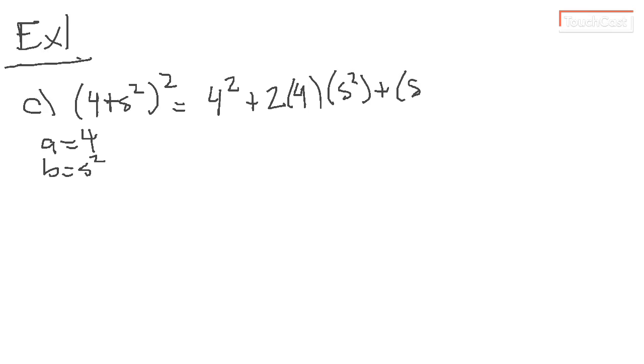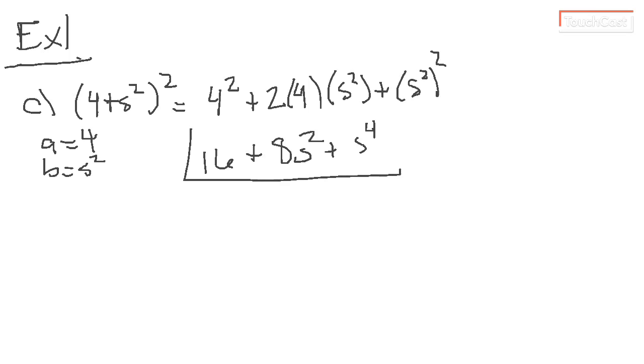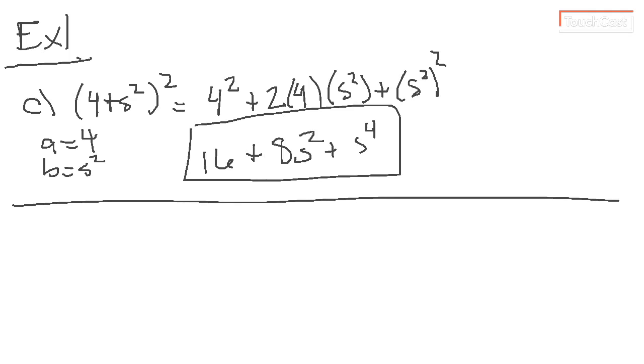plus s squared squared. Well, 4 squared is 16, so we're going to end up with a 16. 2 times 4 is 8s squared. And when we take the power of a power, remember we multiply those powers. So we're going to end up with s to the 2 times 2, which is 4. So our answer is going to be 16 plus 8s squared plus s to the 4th. Then I am going to do one more, 1d, not to be confused with One Direction.